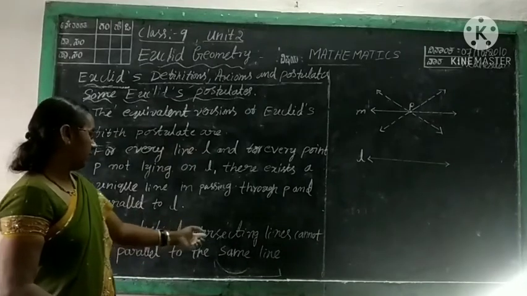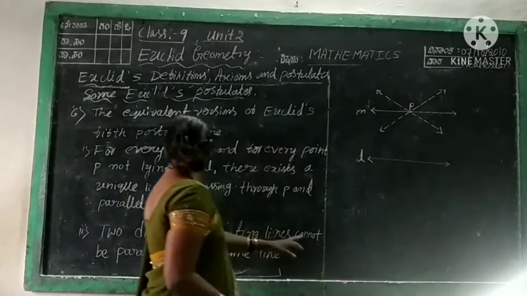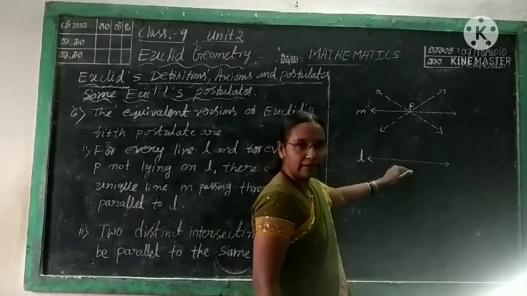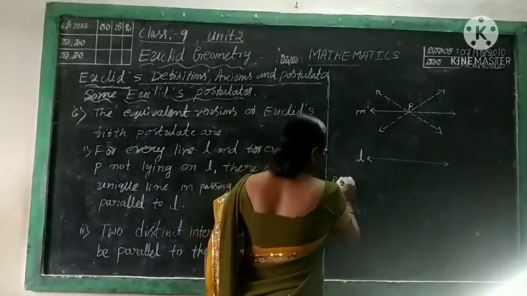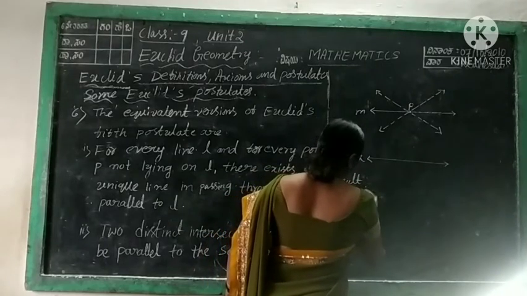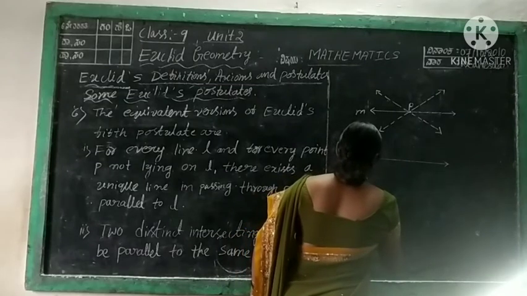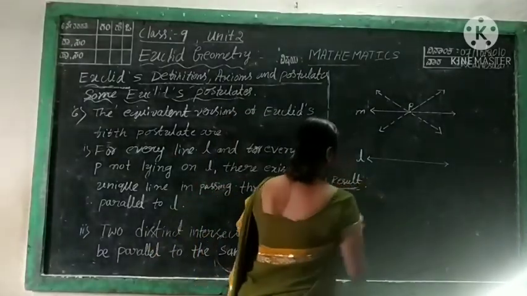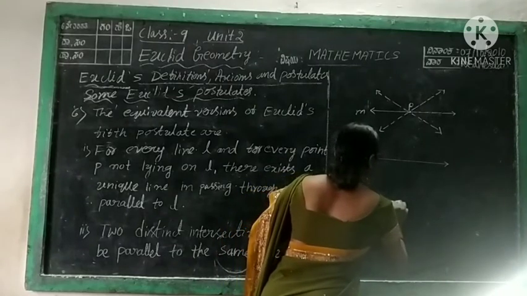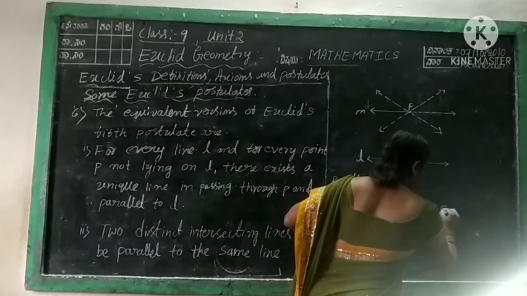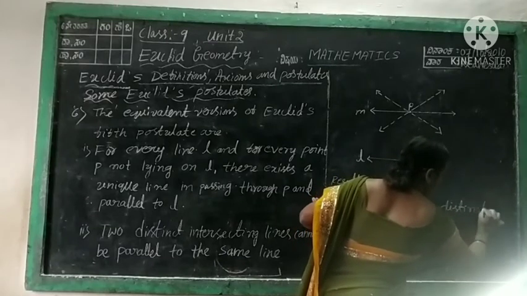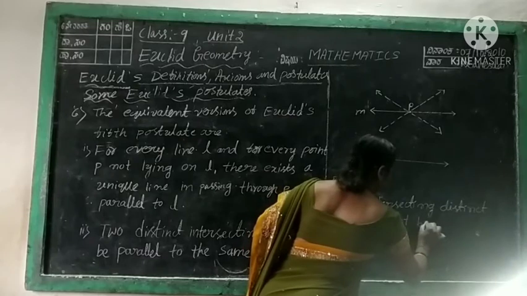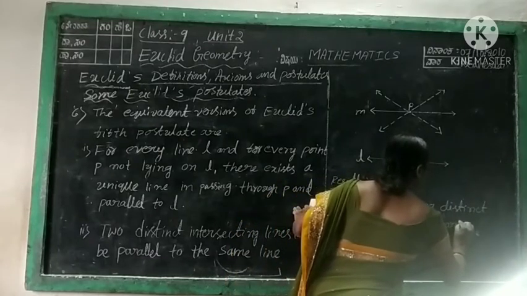Then two distinct intersecting lines cannot be parallel to the same line L. The result is the two distinct intersecting lines cannot be parallel.